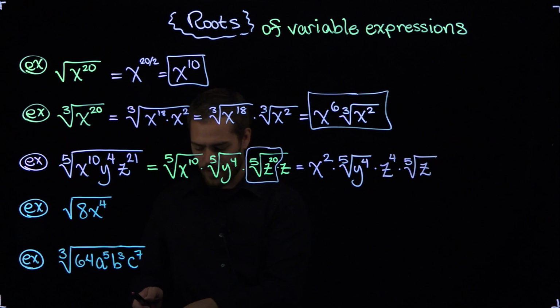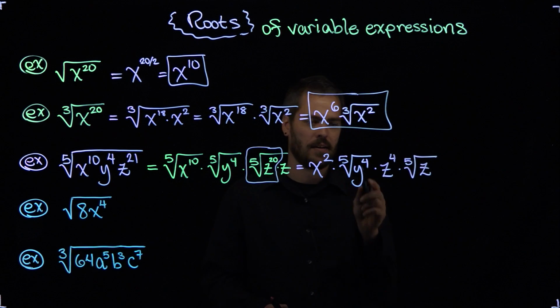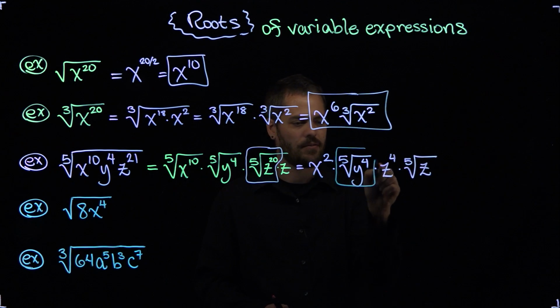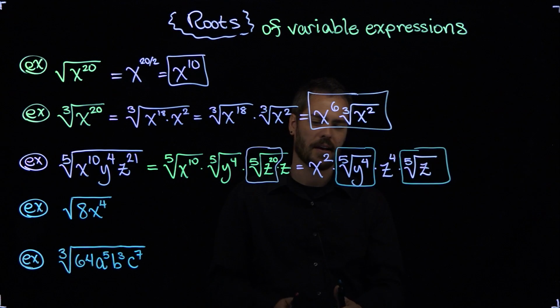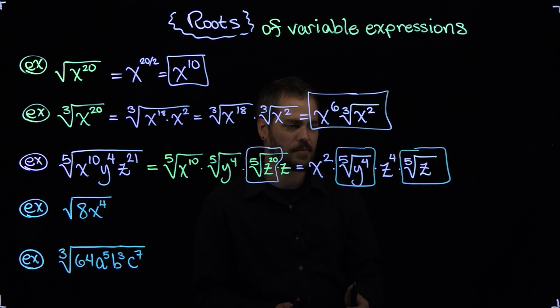Now, the things that are in roots, this guy is the 5th root of y to the 4th, this guy is the 5th root of z. I'm going to recombine that under one hat that is in the same root. The guys that are on the outside, I'm just going to multiply them together.